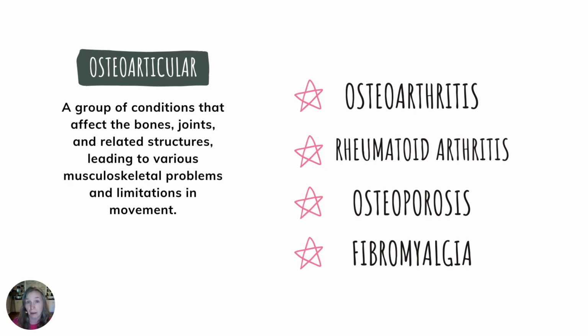So top of mind might be osteoarthritis or maybe arthritis in general. We also have rheumatoid arthritis, which is an autoimmune disease that also affects the joints when our body believes there's something wrong and breaks down the joint structures. We also have osteoporosis, which is the thinning of our bones, as well as fibromyalgia, which is a source of specific spots in our body that present with pain.